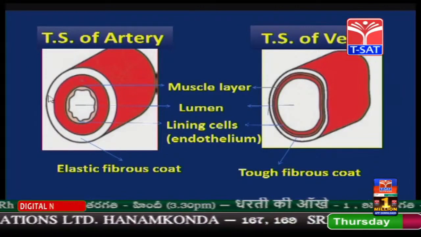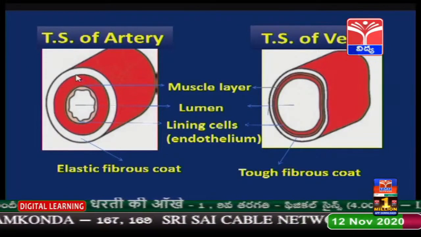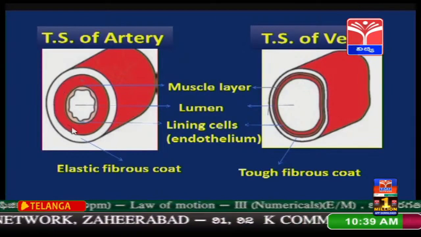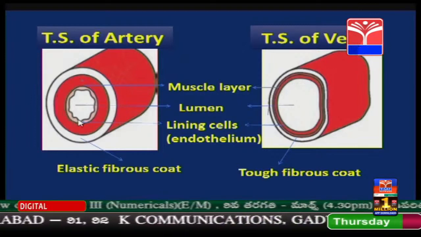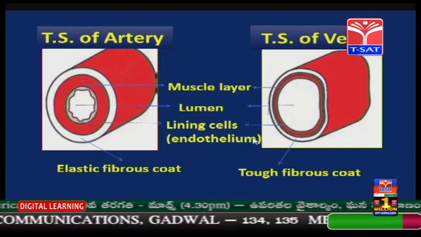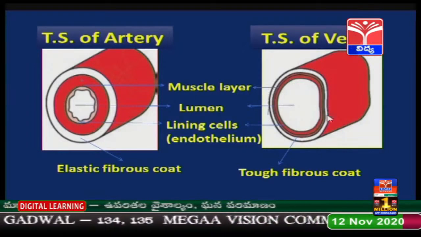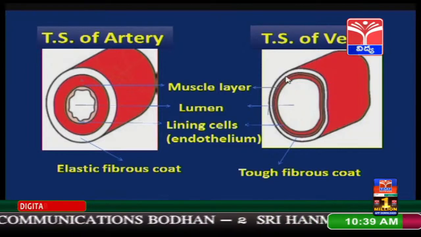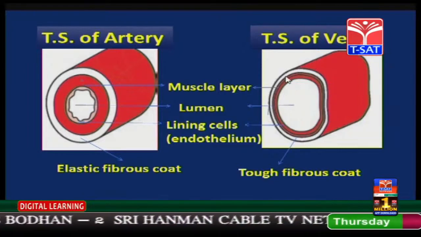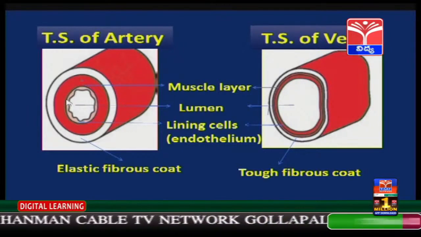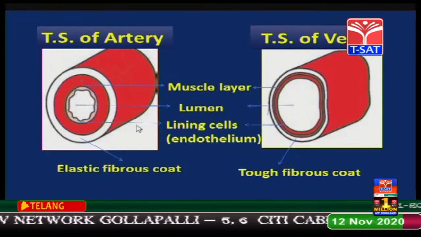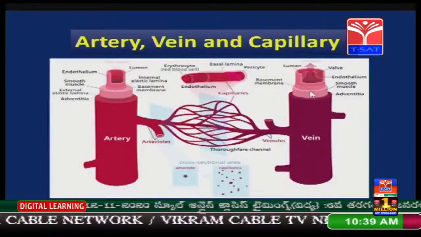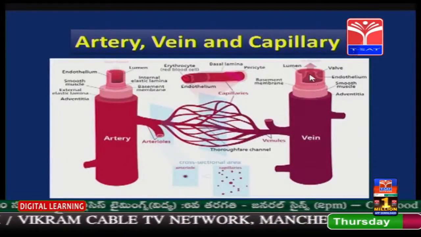The muscle layer of the artery is very thick to accommodate the high pressure of the blood and the speed of the freshly pumped blood from the heart, whereas the veins have a very thin muscle layer because they have very low blood pressure and the blood flow is also very slow. The lumen of the artery is very narrow, whereas the lumen of the vein is very wide. Children, observe one more picture here.